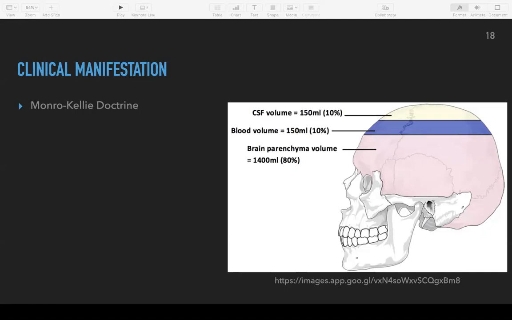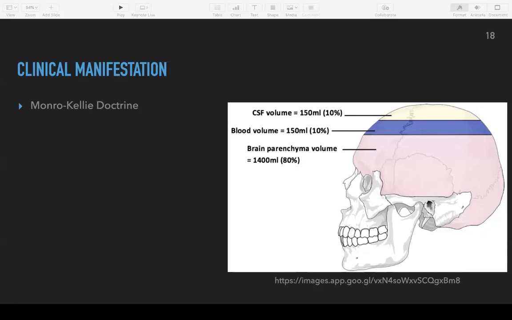So we have a mass, and this mass is affecting the volume of the brain. First, we'll have decrease in CSF volume, and then we'll have decrease in venous volume. And by affecting venous volume, it will have increase. It will give us symptoms of increased intracranial pressure, and I will talk about the symptoms later after I finish this explanation.